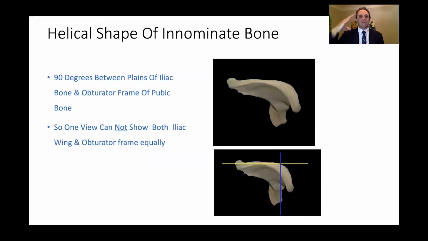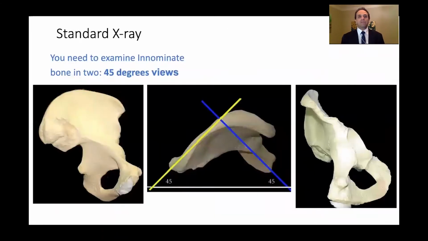So there is a 90 degrees angle between the plane of the iliac bone and the obturator frame. So one view cannot show you both iliac wing and obturator frame equally. That's why we need to examine the innominate bone in two views, which are 45 degrees angle to each other.